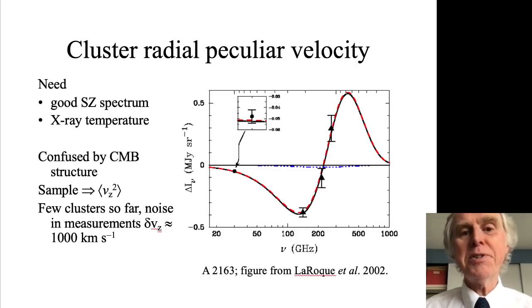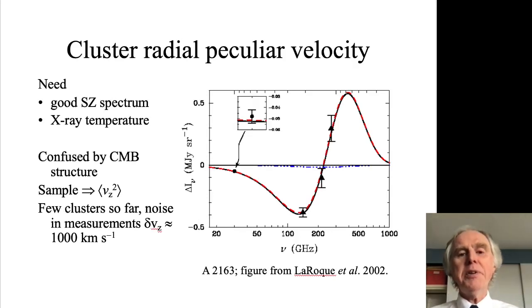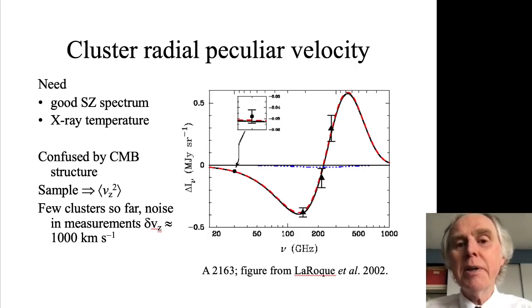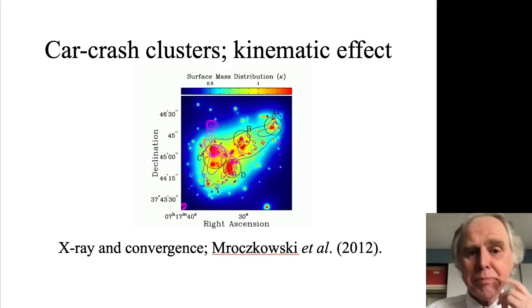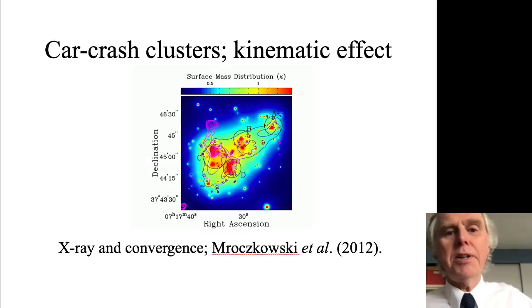Here's an example of how you make this sort of measurement. There are multiple points here in the SZ, and you fit that to a combination of the red line and the blue dash-dotted line to make the black line. Typically, the measurements have had accuracy of only about 1,000 kilometers per second. One example where this is perhaps more interesting is if you've got an active, violent cluster-cluster encounter going on, such as this case, a car crash cluster.